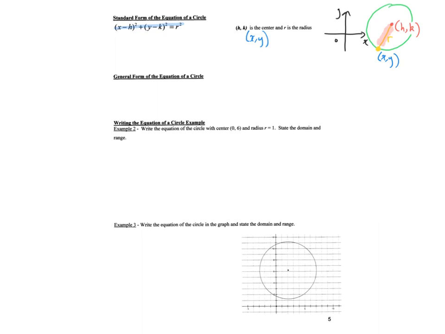For general form, all you're going to do is expand these brackets out.